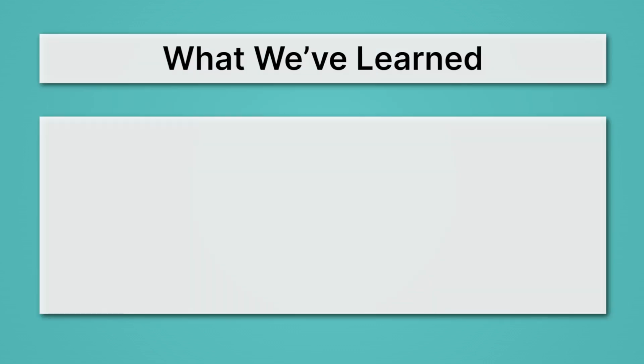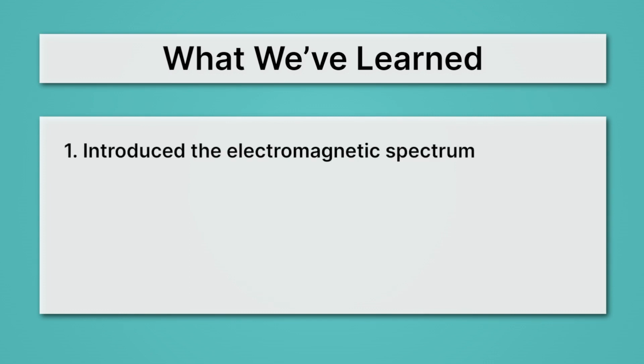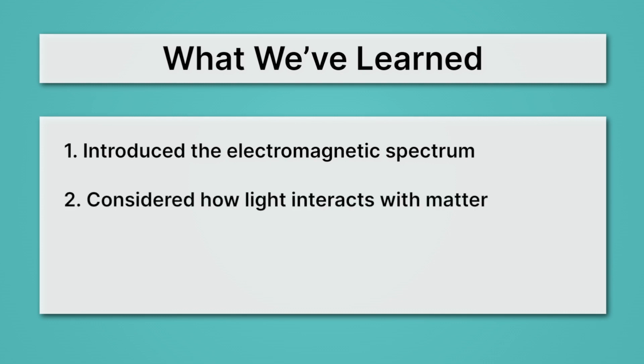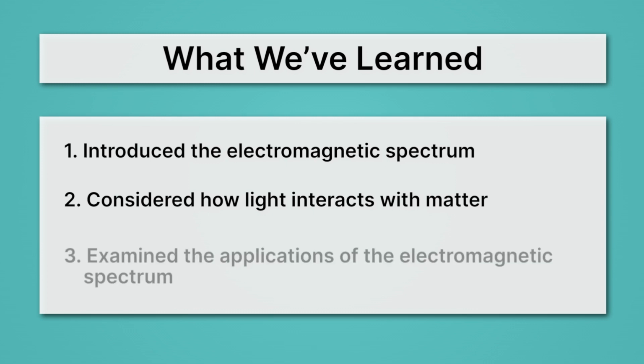Let's review what we've learned. First, we introduced the electromagnetic spectrum. It's a way to categorize all the different types of light. We saw that we can organize them by wavelength or by energy. Then we considered how light interacts with matter. And we saw that it depends on the type of light you have. Lastly, we examined the applications of the electromagnetic spectrum. Basically, all of these different types of light form a toolkit to interact with the world around us.